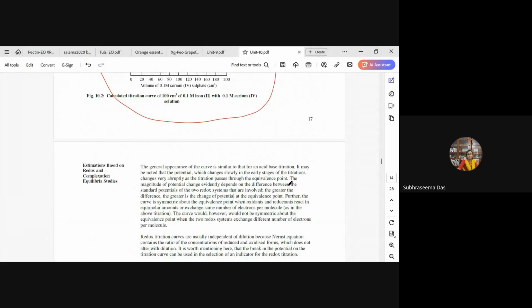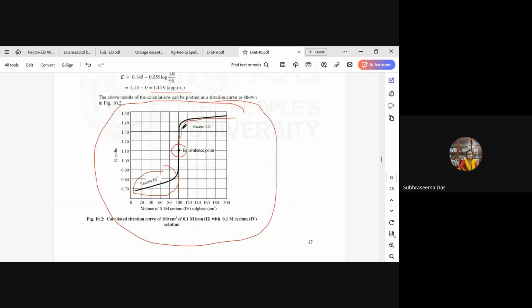The magnitude of potential change evidently depends on the difference between the standard potentials of the two reactions that are involved. The curve is symmetric about the equivalence point when the oxidant and the reductant react in equimolar amounts or exchange the same number of electrons. However, it would not be symmetric about the equivalence point when they have different numbers of electrons.